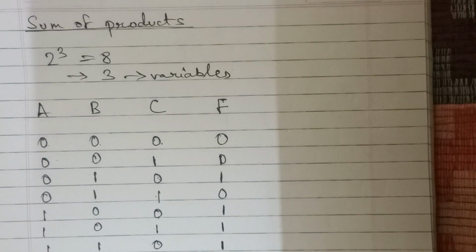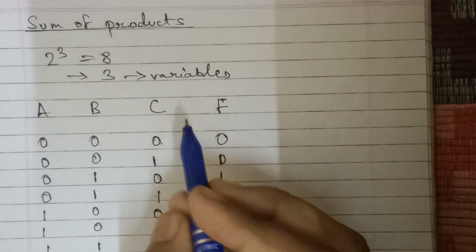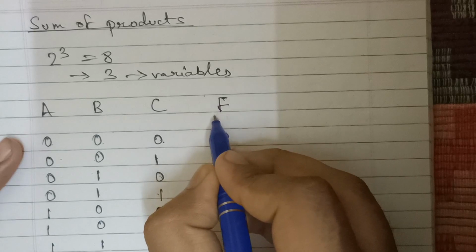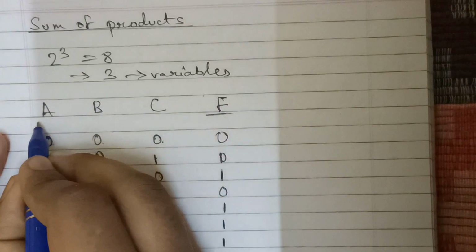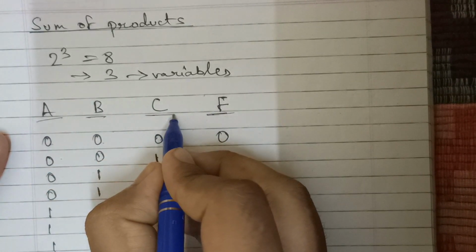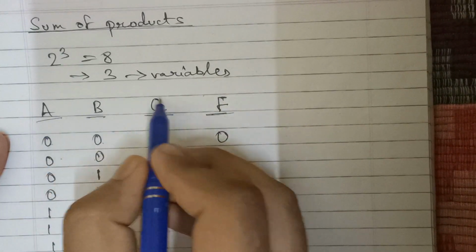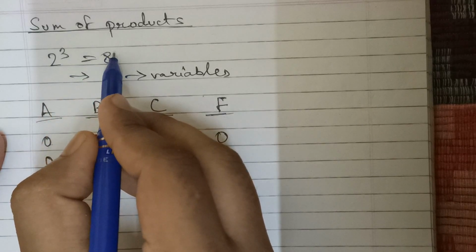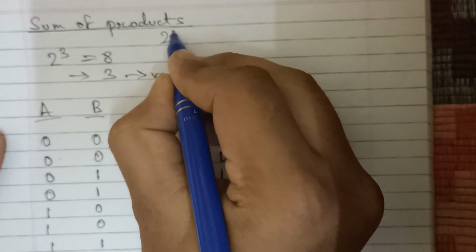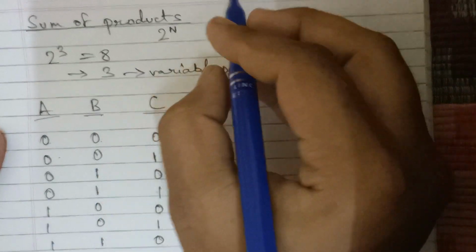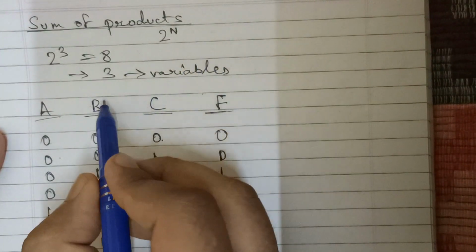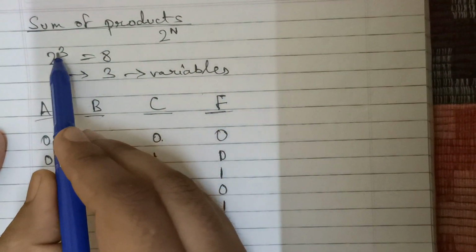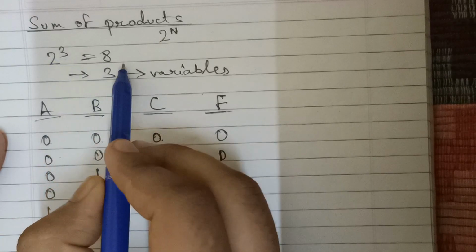So students, here we have a table to express our sum of products. This is the function, this F stands for function, and these are the three variables. Since there are three variables, we can say that 2 to the power of 3 equals 8. Basically the formula is 2 to the power of n, where n denotes the number of variables. Here we have three variables, so 2 to the power of 3 is 8.